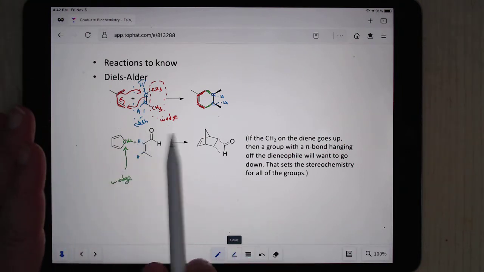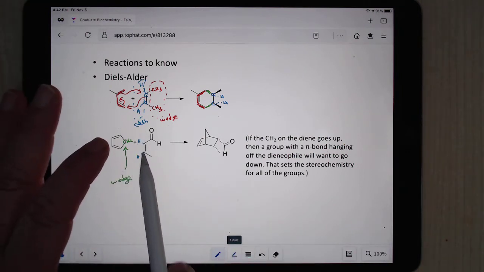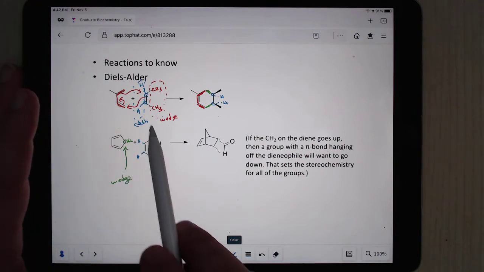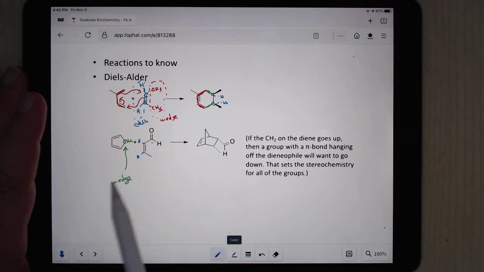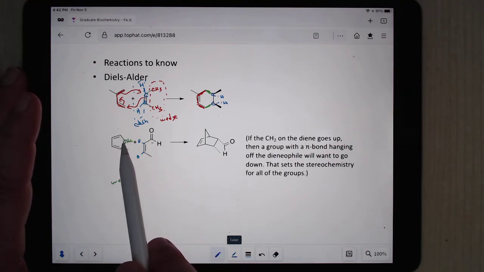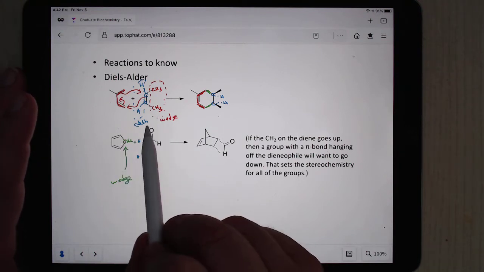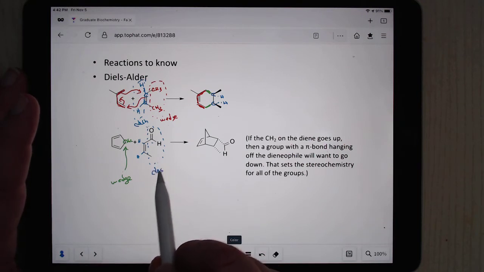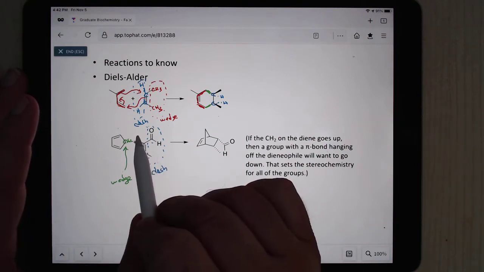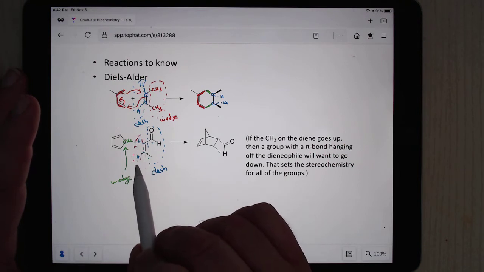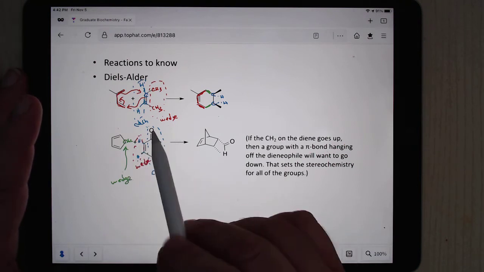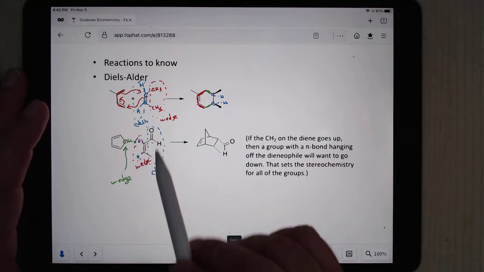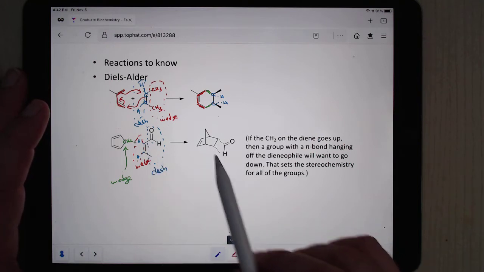And so if any of those groups, not counting the alkene, have pi bonds on them, those groups are going to want to go the opposite way of however you wanted this one to go. And so here's the pi bond, and so what this means is this guy here wants to go on a dash, which means these guys have to go on a wedge. Because this one has to go in the opposite direction of this one, this methyl group has to go the same way, because it's on the same side. And so you end up with this.